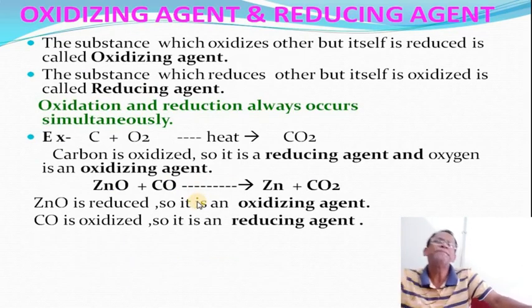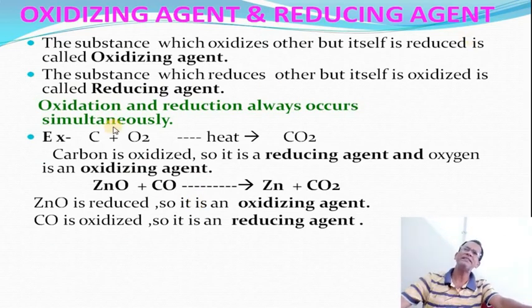Then next, what is oxidizing agent and reducing agent? Oxidizing agent and reducing agent are derived from the words oxidation and reduction, but the meaning is different. The substance which oxidizes other but itself is reduced is called oxidizing agent. And the substance which reduces other but itself is oxidized is called reducing agent.